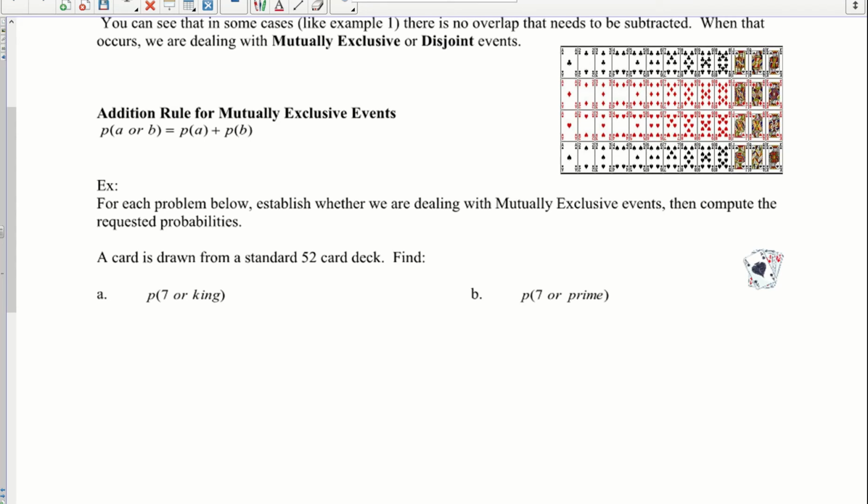So mutually exclusive, again, is just talking about whether or not there's an overlap in the data. Data sets can be... let me get the right pen going here. The events contained within the sample space can occur at the same time if there is overlap.